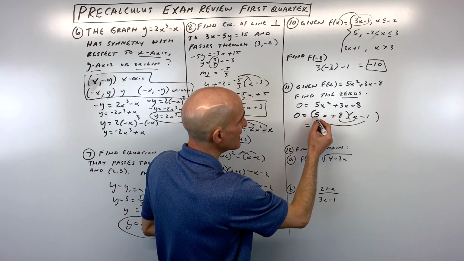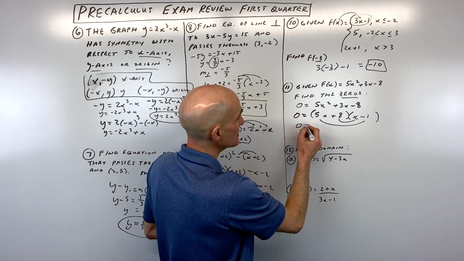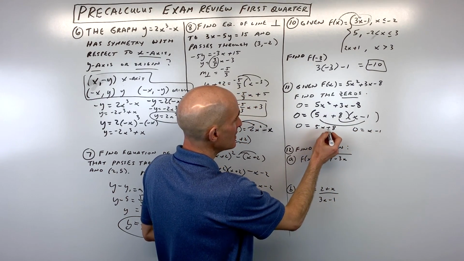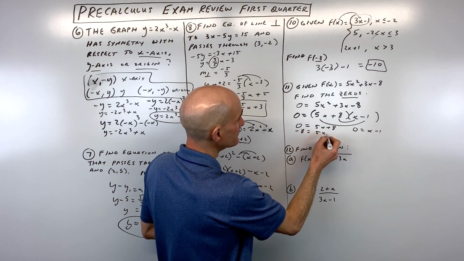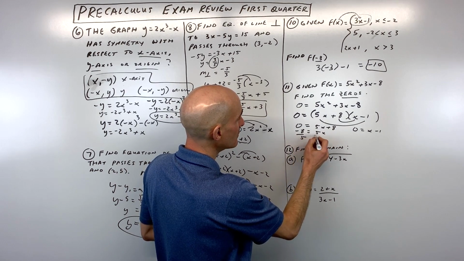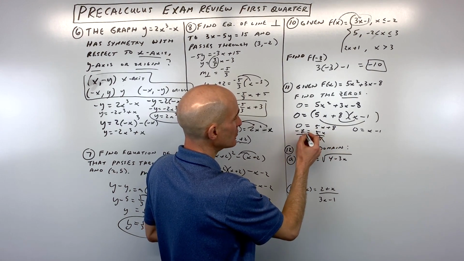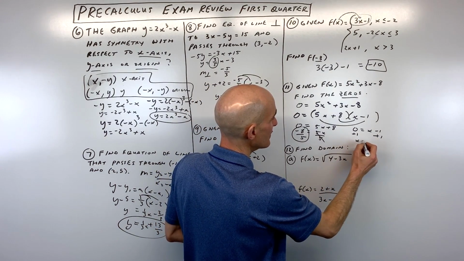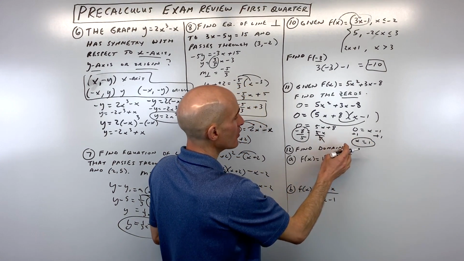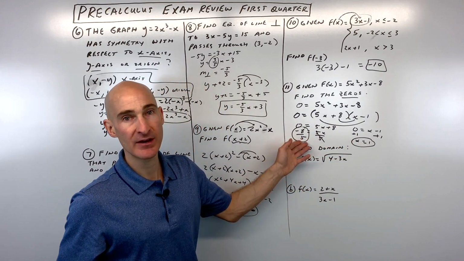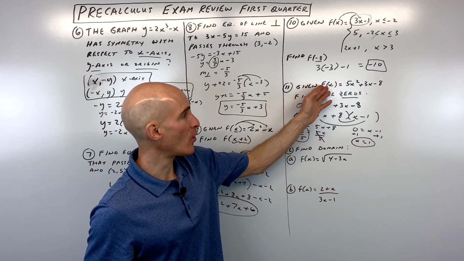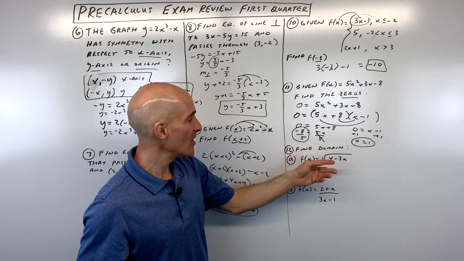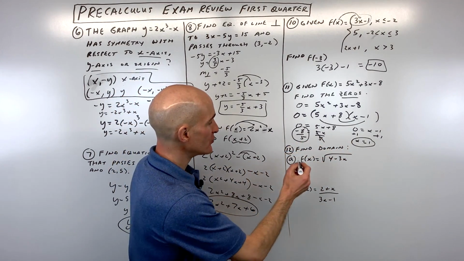But now all you have to do is set each group equal to 0. So I'm going to say 0 equals 5x plus 8, and 0 equals x minus 1. So if we subtract 8 from both sides, divide by 5, you can see that x equals negative 8/5. And if we add 1 to both sides here, you can see that x equals 1. So our zeros are going to be 1 and negative 8/5. And again, what the zeros mean is where y equals 0. It's where it crosses the x-axis. These are the x-intercepts.